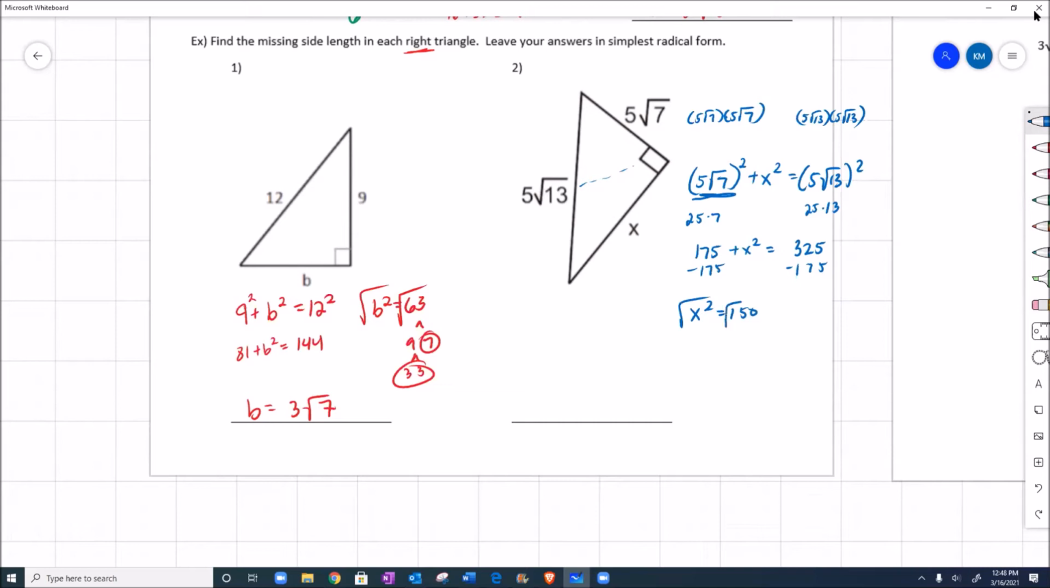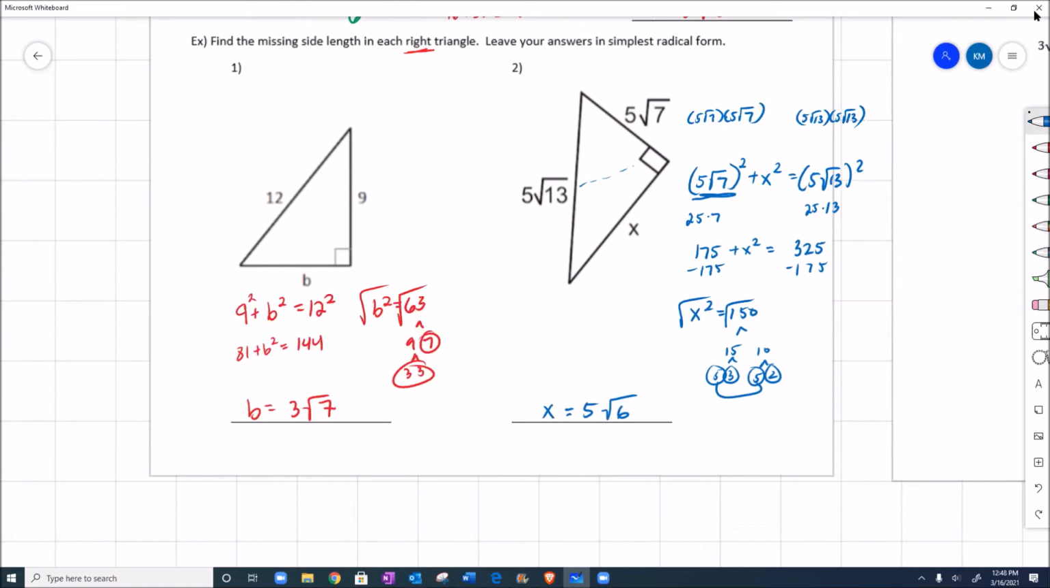Take the square root of both of these. That's 15 times 10, 5 and 2, 5 and 3. And so we have a pair of 5s that go out. 3 and 2 are without a pair, so 3 times 2 is 6. So I find that the length of x is 6.